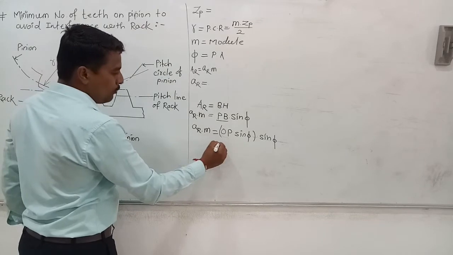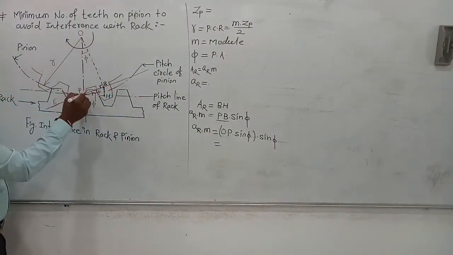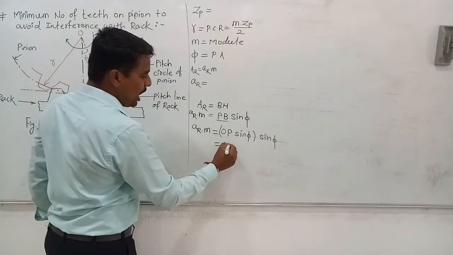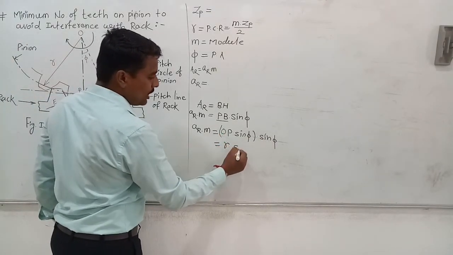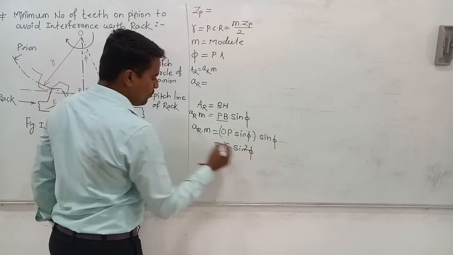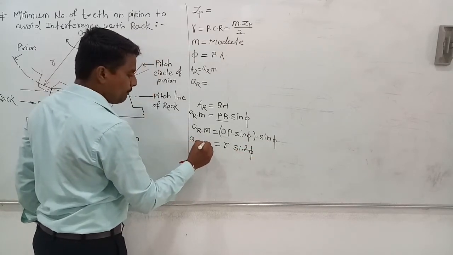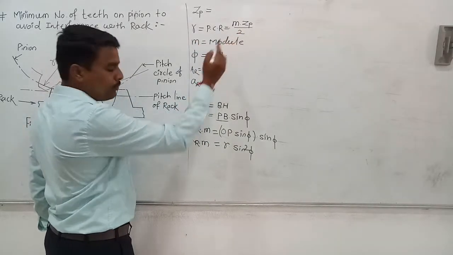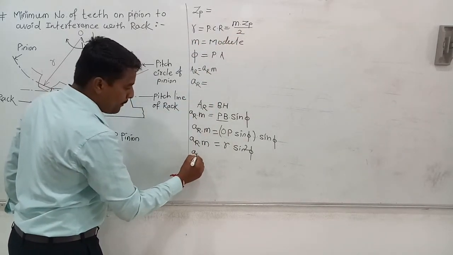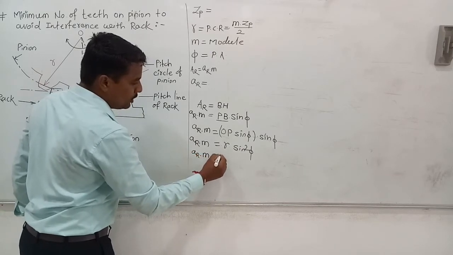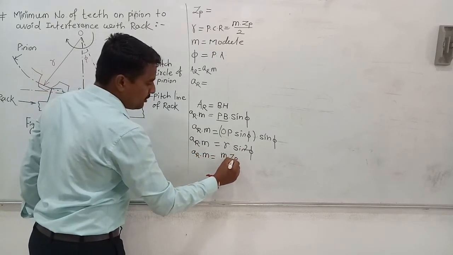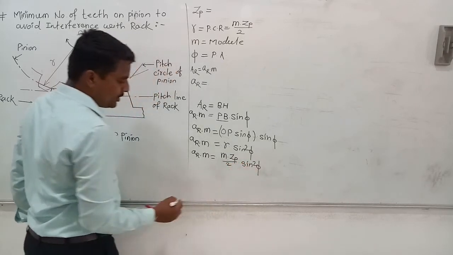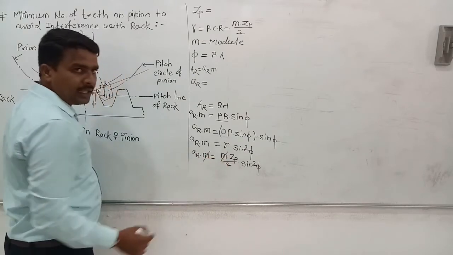So what is value of OP? OP is nothing but pitch circle radius of pinion. So we can write OP is here R into sine phi, so sine square of phi. So it is AR into M. What is value of R? We have already written, R is M into Zp by 2. So AR multiplied by M is equal to, replacing R with M Zp by 2, into sine square phi. So see here, we can cancel M.